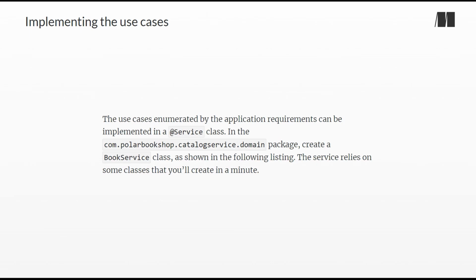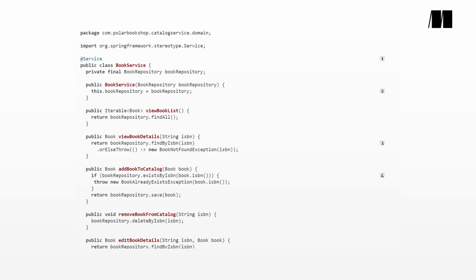Implementing the use cases. The use cases enumerated by the application requirements can be implemented in a service class. In the com.polarbookshop.catalogservice.domain package, create a BookService class, as shown in the following listing. The service relies on some classes that you'll create in a minute. Listing 3.5. Implementing the use cases for the application.